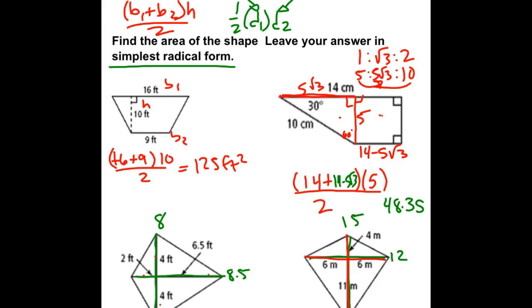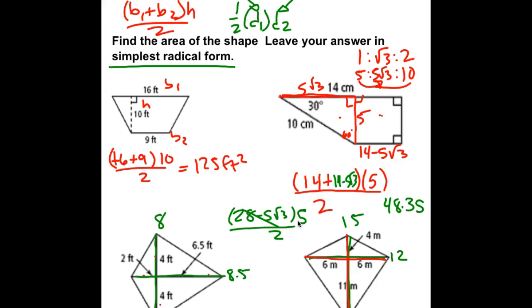48.35. But if I'm going to leave this in simplest radical form, I combine all the terms I can. I go 14 plus 14 is 28. I'd get left with 28 minus 5 root 3, times 5, divided by 2.